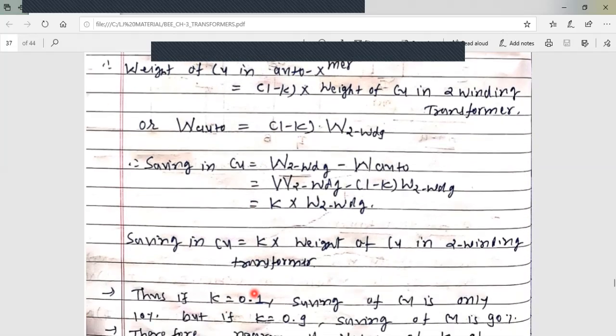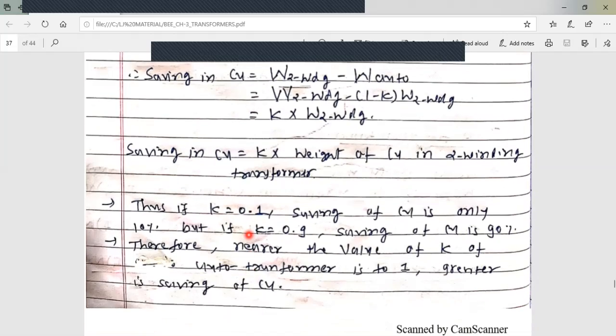And finally, we have concluded that if K is nearer to 1, copper saving is more. If K is 0.9, then saving of copper is 90%. Okay, this is all about auto transformer.